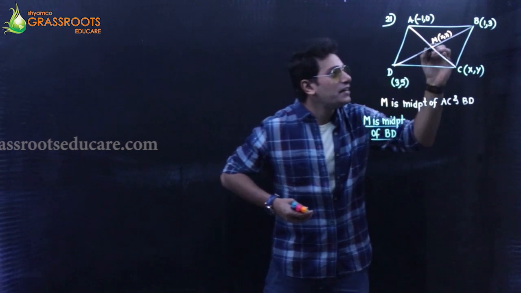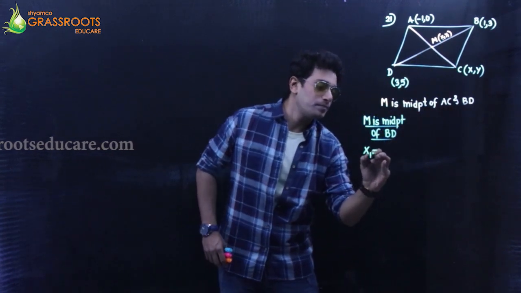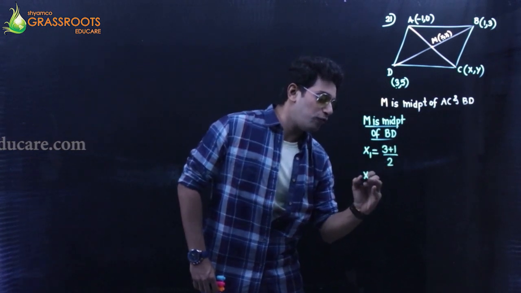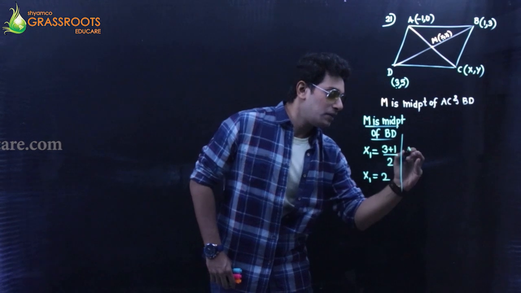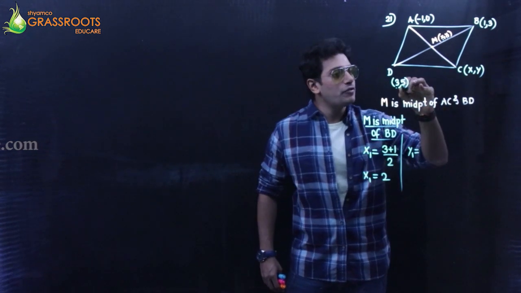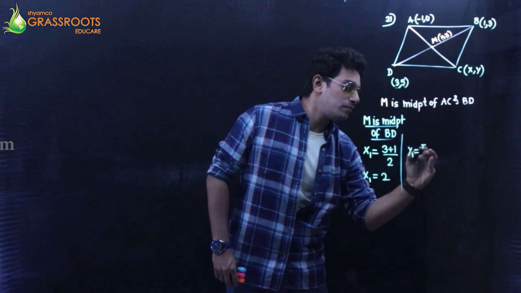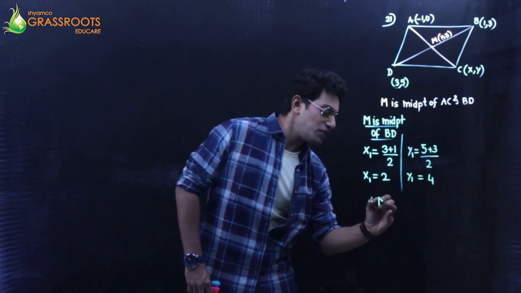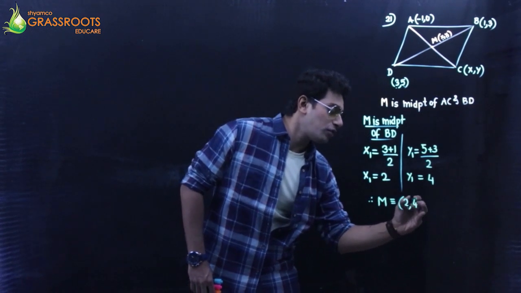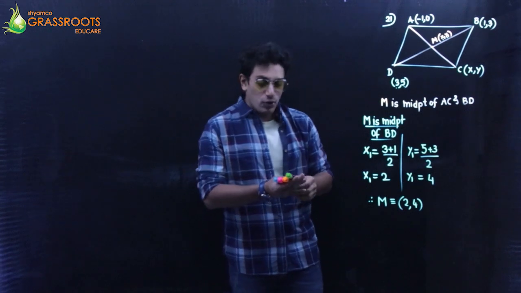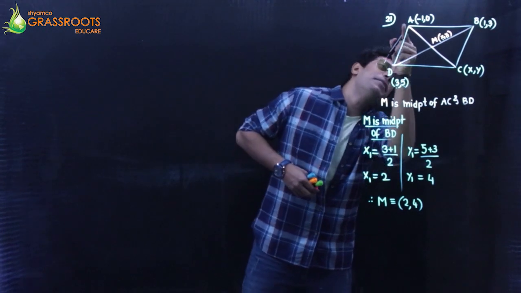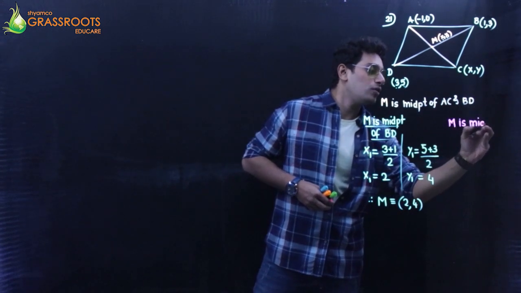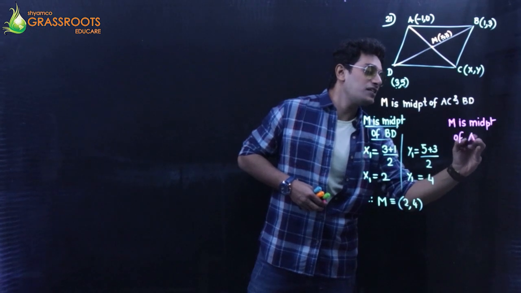Using the midpoint formula, x1 is equal to 3 plus 1 upon 2. That's going to be 4 upon 2, which is 2. And y1 is equal to 5 plus 3 upon 2, 8 upon 2, which is going to be 4. So the coordinates of M are 2, 4. Perfect. Okay, now also I can say that M is the midpoint of AC also. So M is also a midpoint of AC.